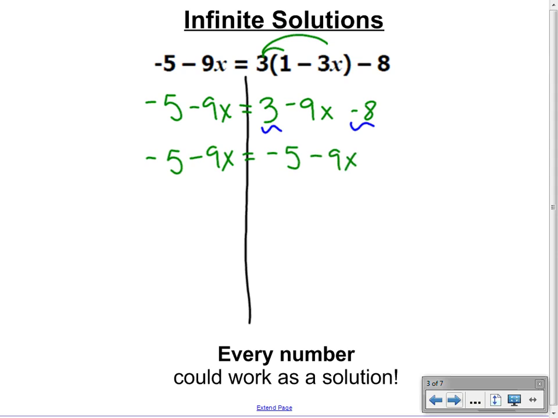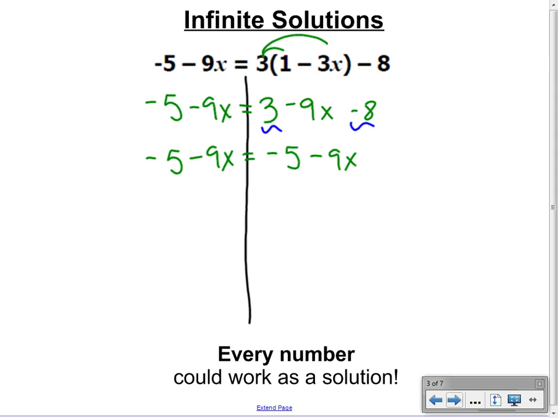Now, I want you to just pause for a second here and look at what we have for our equation. The left side, -5 minus 9x, is exactly the same as the right side, which is -5 minus 9x. So what this means is I could plug in any number for x. I could plug in 12, -4, 300, whatever number I plug in for x, it's going to make the left side equal to the right side. Okay, but let's keep going a little further and see what happens.